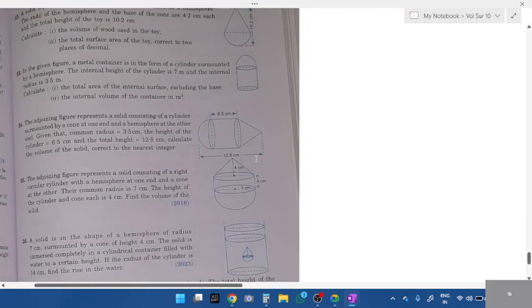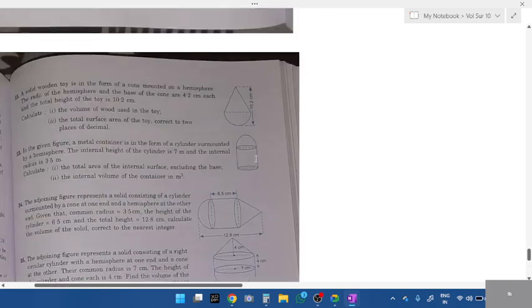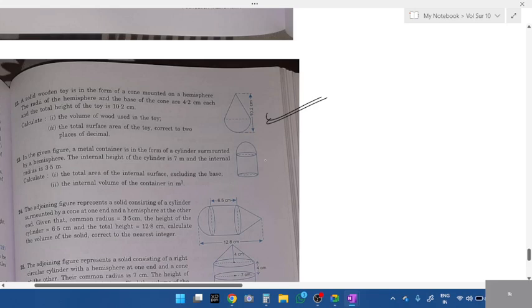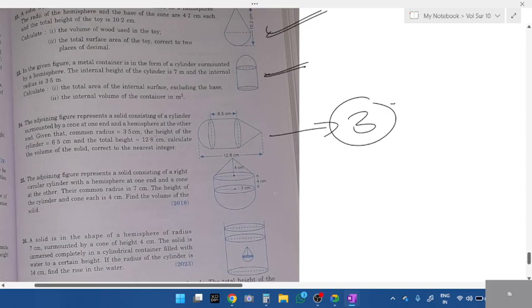What else is left? Okay, all the tough questions are here. See, these are the questions. A sphere plus a cone. Hemisphere plus a cylinder. This is all three together. Important question. Even this one, all three together.